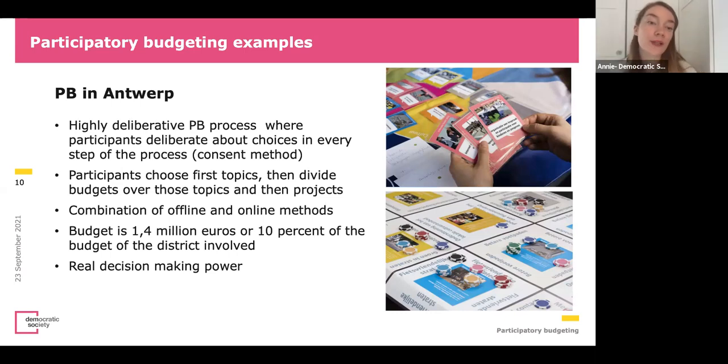So PB in Antwerp, in Belgium. It was our colleague as well, so we might get her along to run a more in-depth session about Antwerp if you're interested in this case study. They run a highly deliberative PB process. Participants could deliberate about choices in every step of the process, using a consent method, consensus, so deciding together at each point. Participants would choose their first topics, then divide budgets over those topics, and then projects. They used a board game technique with poker chips to make it a little bit more fun.